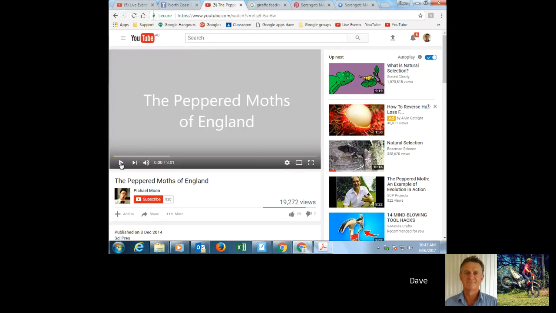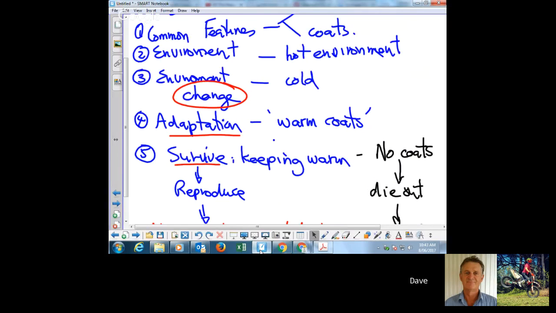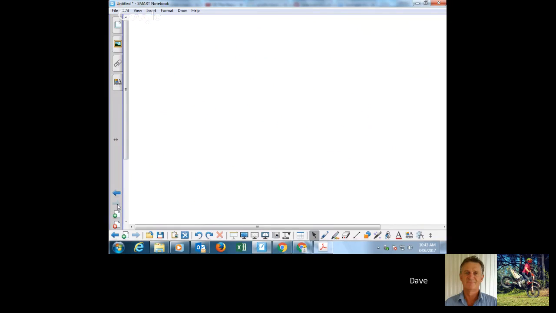It's the peppered moth example that I want to now go through, like I did with the wimpogs, and identify all the different aspects. So I'll just go to a new page and we'll do the peppered moth.